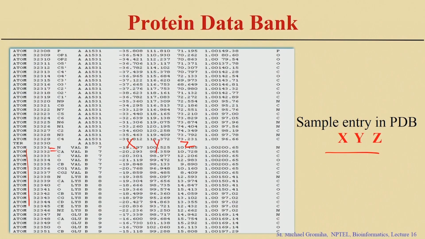So you can see the N, C alpha, C, O, these are the main chain, and C beta, C gamma 1, C gamma 2, these are the side chain for this residue valine. For each atom they give the coordinates. Here this is the atom number, this is the atom name, and here you can see the residue name.